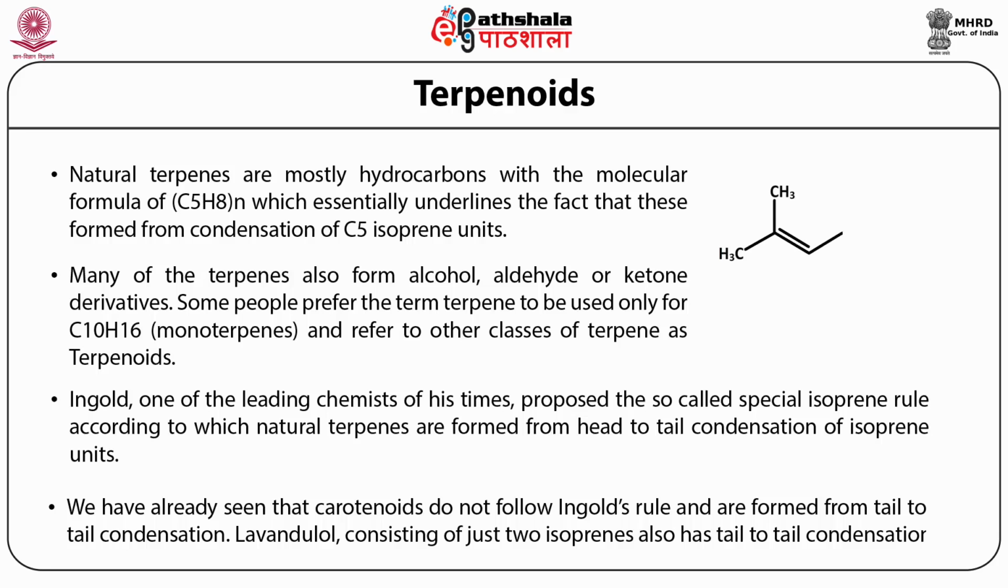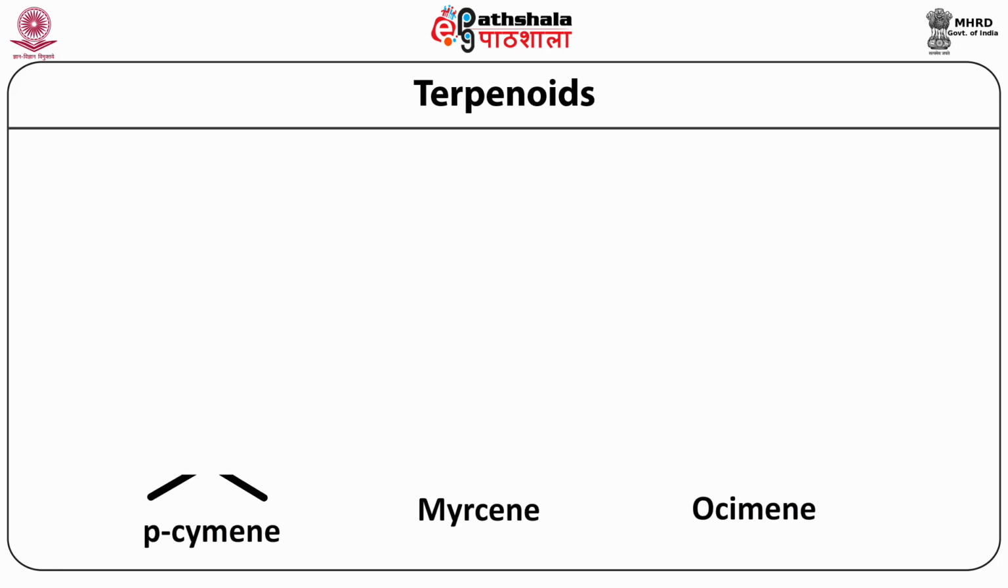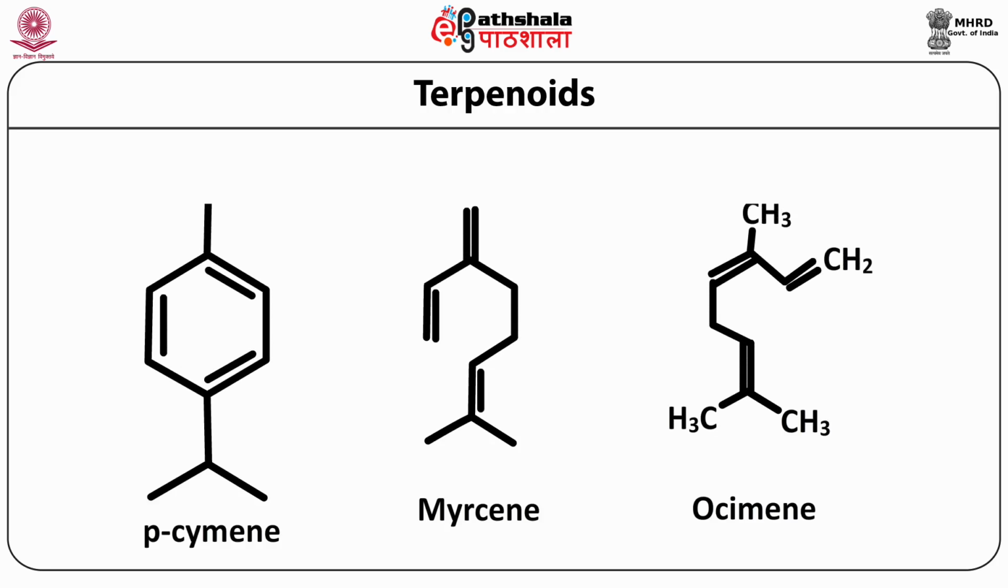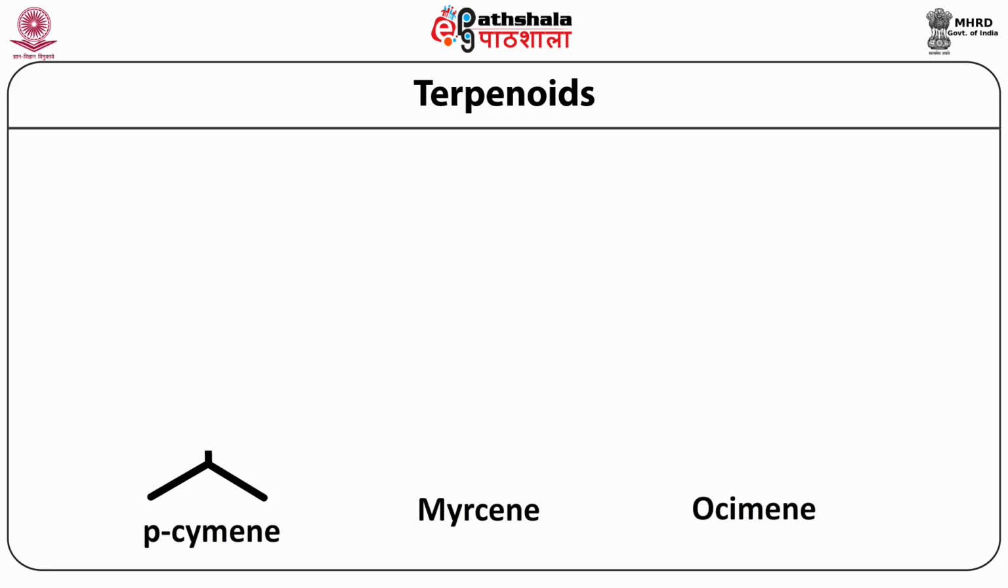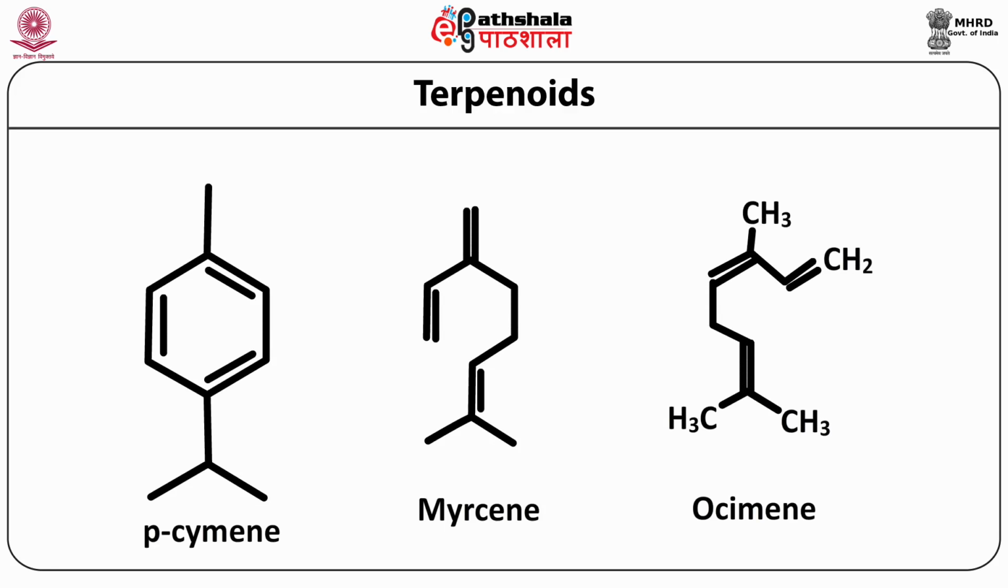Lavandulol, consisting of just 2 isoprenes, also has tail-to-tail condensation. Terpenes which are open chain and follow Ingold's rule have the following kind of carbon chain. Monocyclic terpenes, on the other hand, contain a 6-member ring. All natural monocyclic terpenes can be considered a derivative of paracymene.